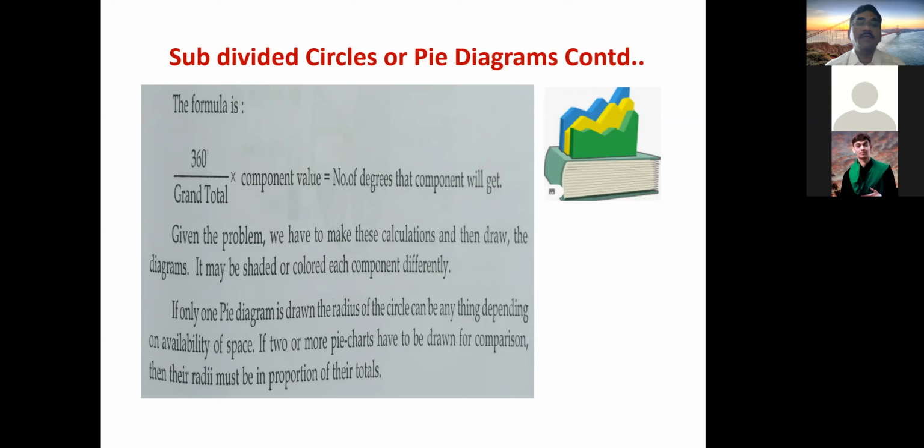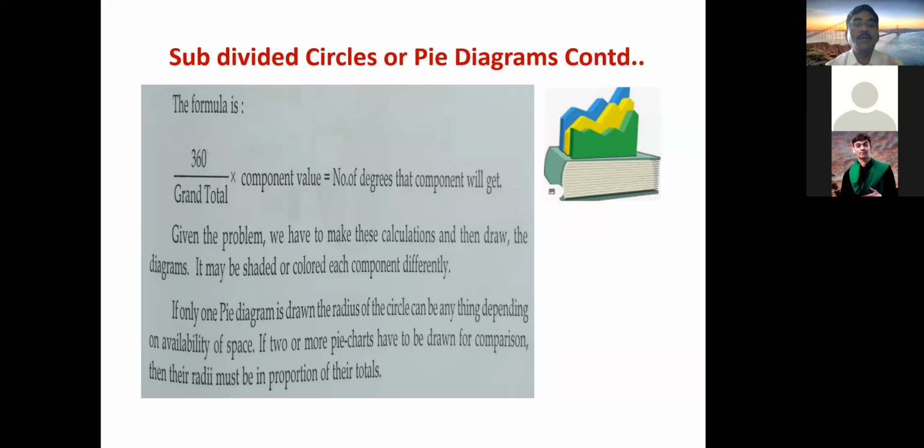So that is why 360 divided by grand total, multiplied by component value. The component value has to be given. Then you will get the number of degrees that component will get. Each component, how many degrees it consists. Later you can convert it into percentage also. So that is very important.